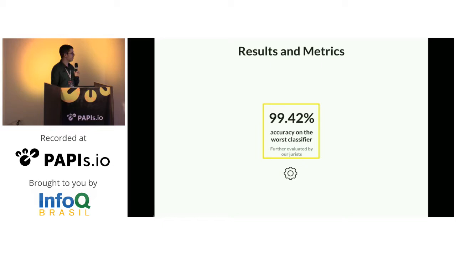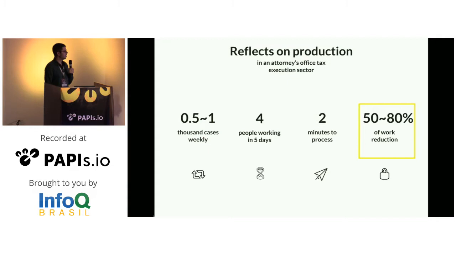There, before Dr. Luzia, they had four people working on a workload of 500 to 1,000 cases per week, and they took 5 days to go through all of them. So this was basically a race against the clock for them. They did not have the time to do more robust analytics and analyze the process more, because they had numbers to attend to.